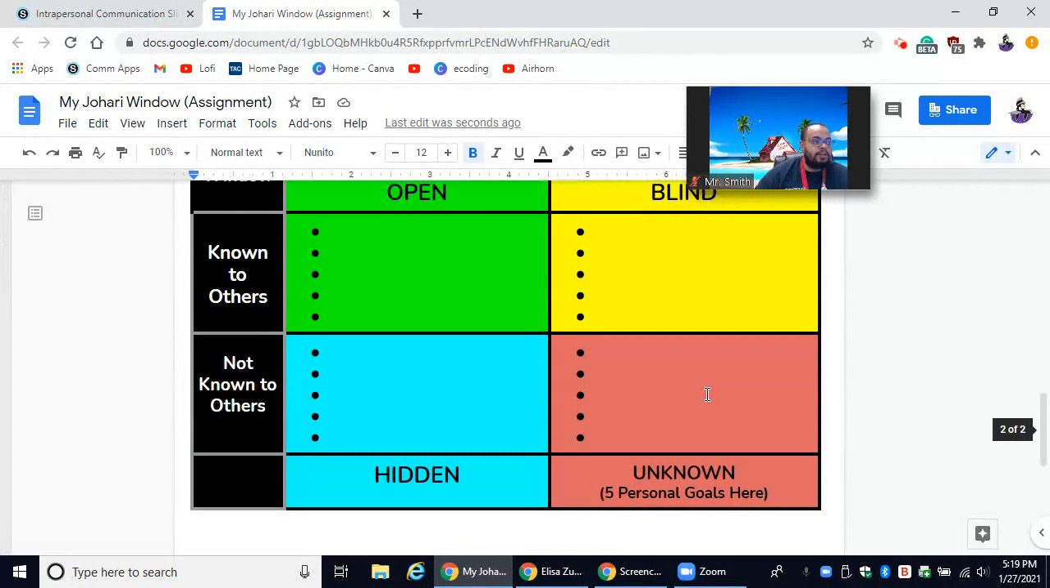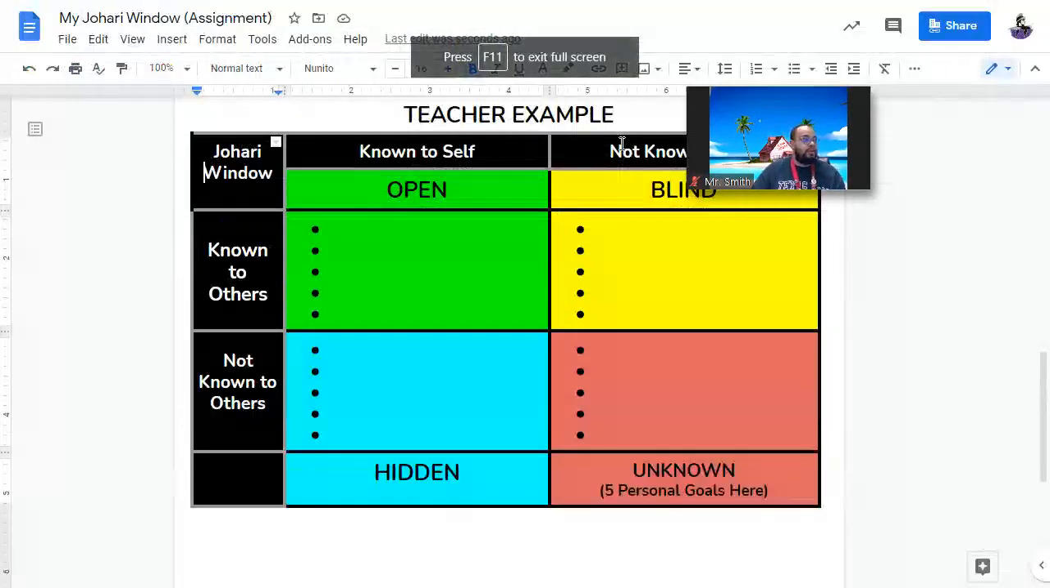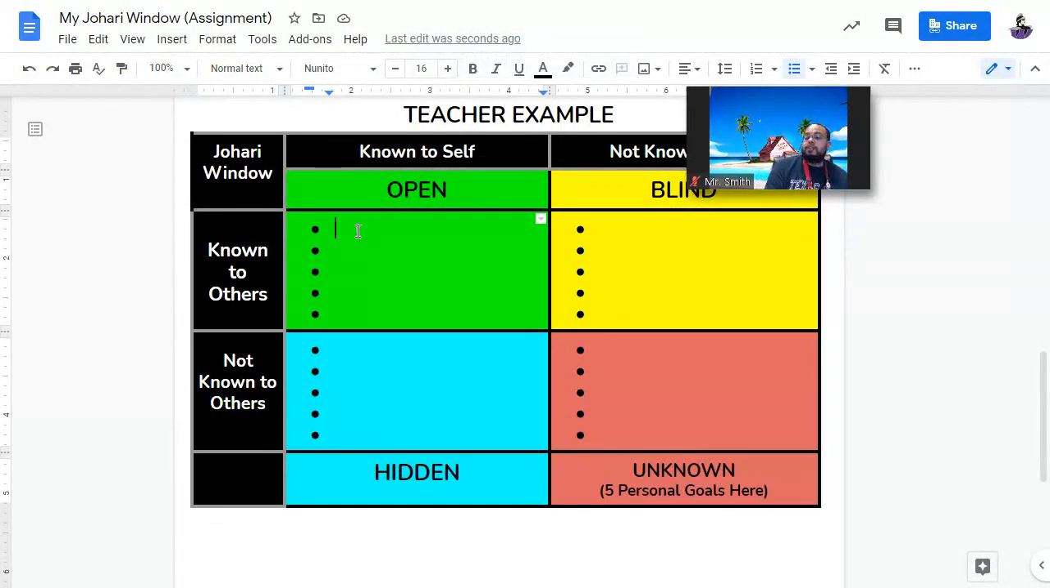And if you scroll down, you're going to see a teacher example. So I'm going to go ahead and work on that right now in real time. So for example, just by knowing me and just by knowing others, people can say that I, Mr. Smith, am tall. More specifically, I am 6 foot 3 inches. Last time I checked, anyway. I have a beard. Not a very good one, but I do have one.